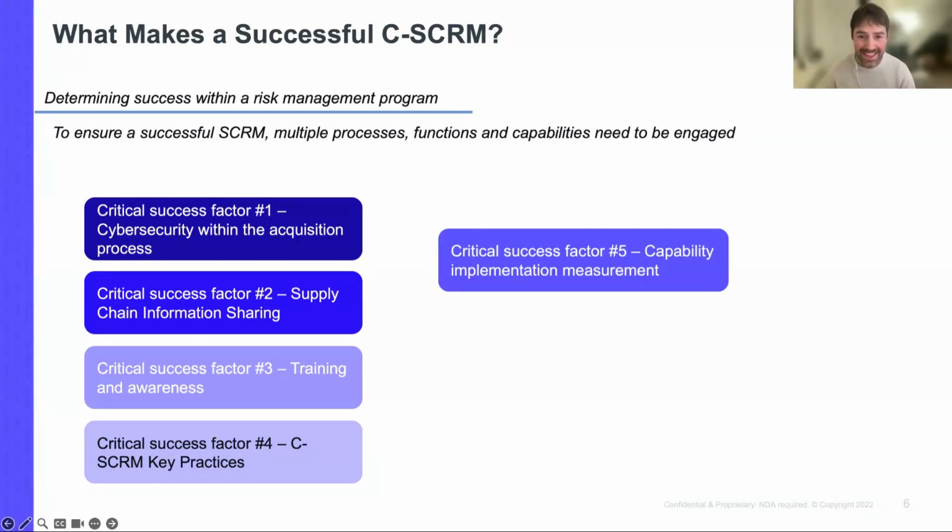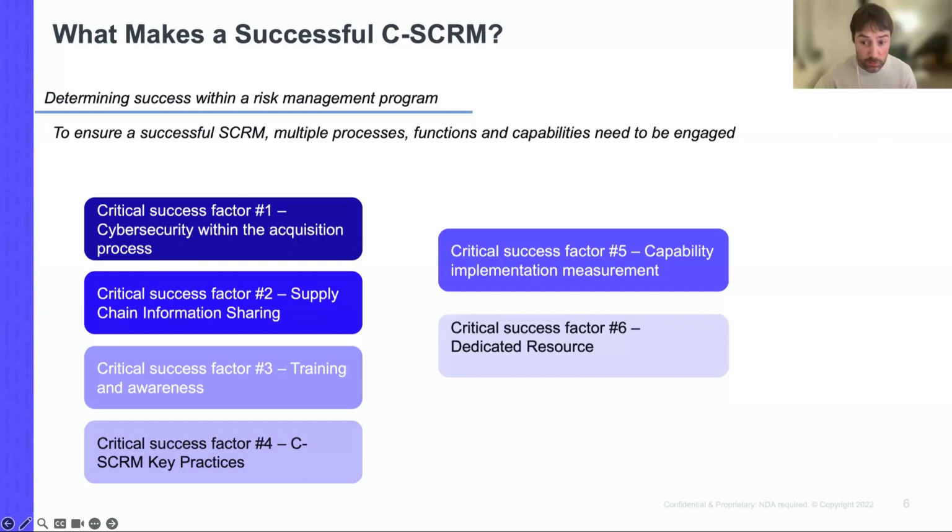Number 5, capability implementation measurement. So getting to the stage where we've developed a framework, we're starting to engage with suppliers, and what early measurements can we take or can we identify that's going to help us make business decisions around are we managing risk in a correct fashion, in the correct way.